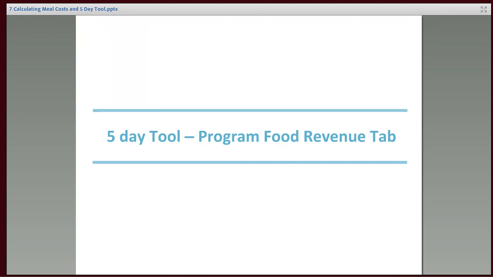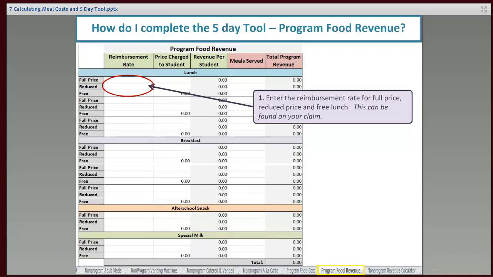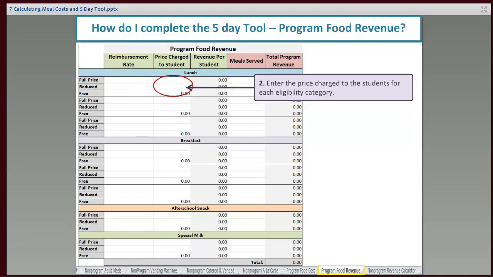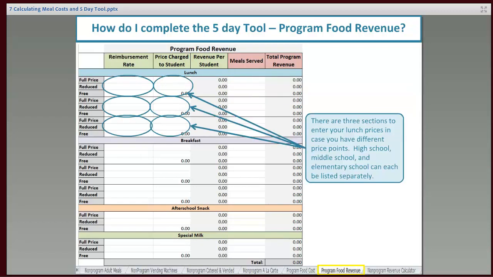Then the next tab you need to complete is the Program Food Revenue tab. First, you'll enter in your reimbursement rates, and you can find that on your claim if you're not sure what your reimbursement rates are for full, reduced, and free. Then you'll enter the amount you charge to the students. So how much do you charge your full and reduced price? Remember, for lunch, the maximum you can charge for reduced is 40 cents.